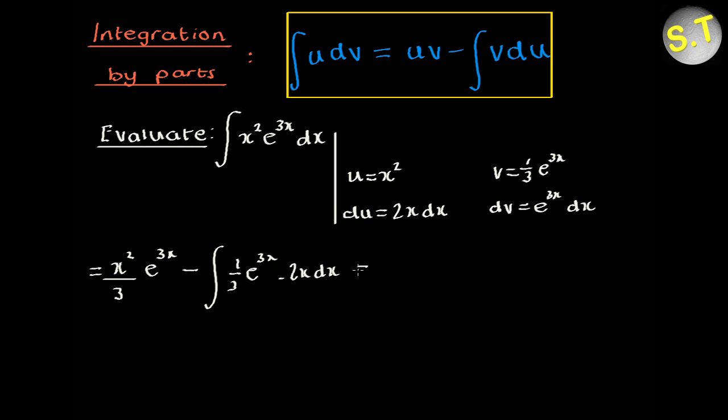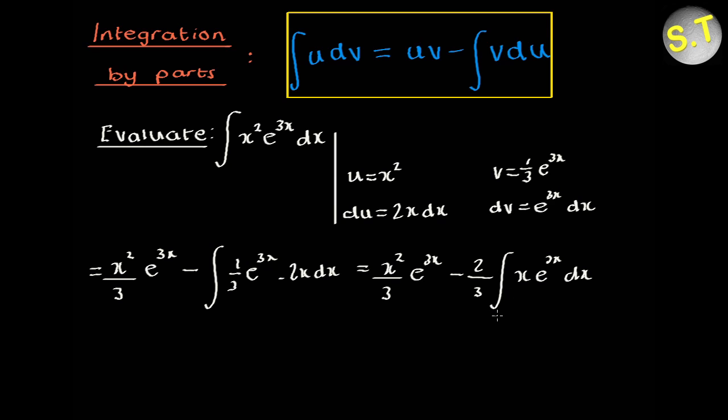Then if we simplify this, we have x squared by 3 e to the 3x minus, and as always we can pull out the constants here. So we have a 2 on the top and a 3 on the bottom. If we pull that out, we have 2 thirds times the integral of x times e to the 3x dx. And you might be thinking here that this expression is no simpler than what we had before.